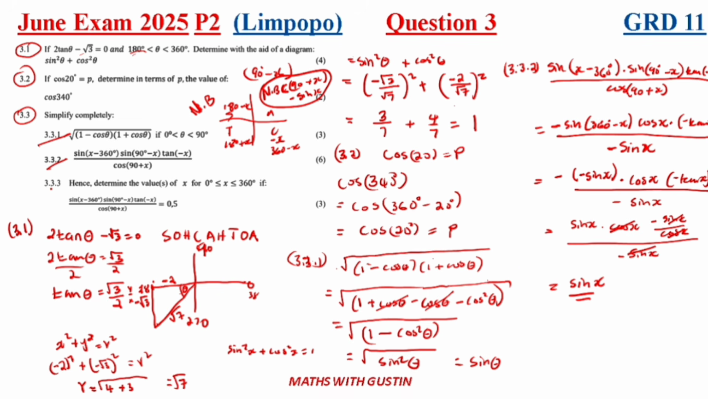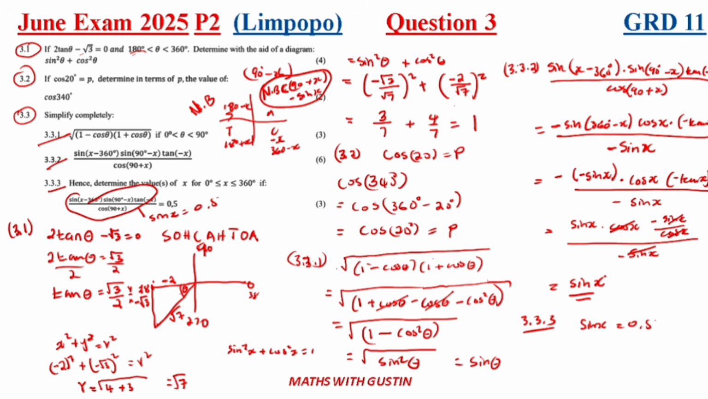Now 3.3.3, they are saying hence, so they are saying continue from where you left off. Hence, determine the values of x for which x is greater than 0 and less than 360 degrees. So you know that this whole thing, after simplifying, is just going to be sine x is equal to 0.5. So basically that's what they are asking you to do.